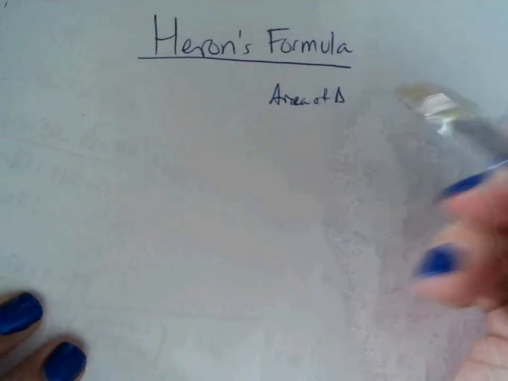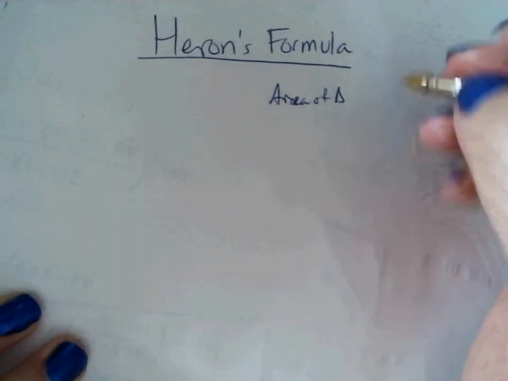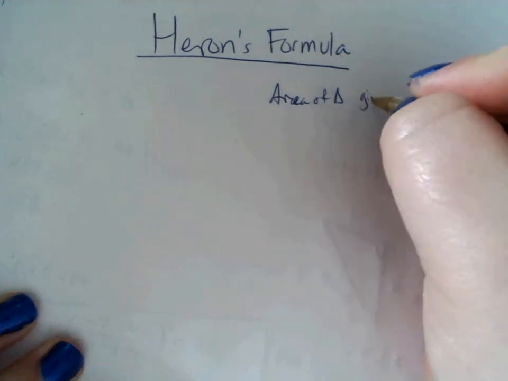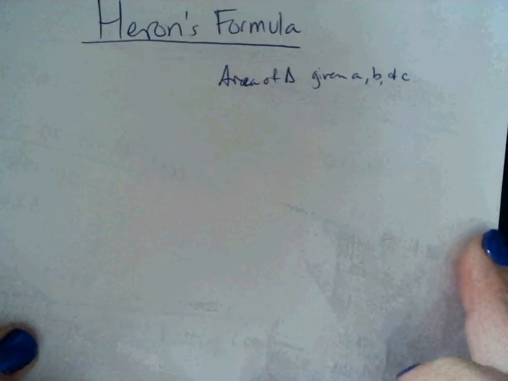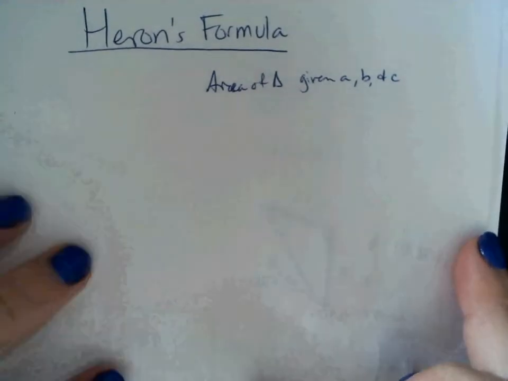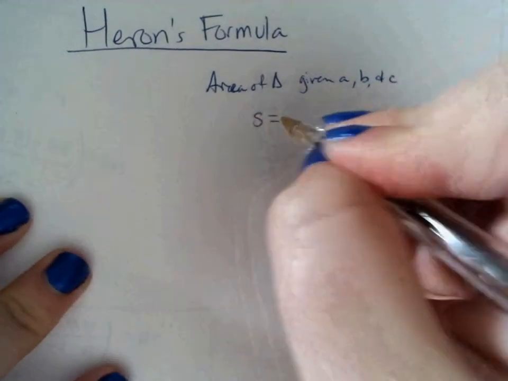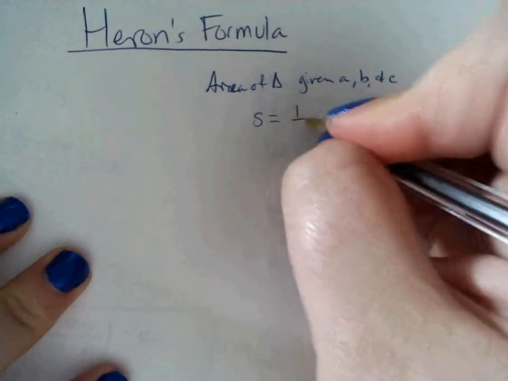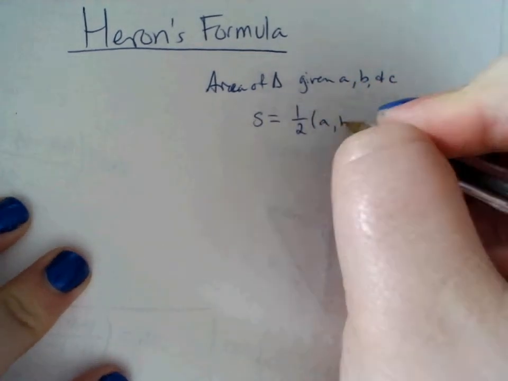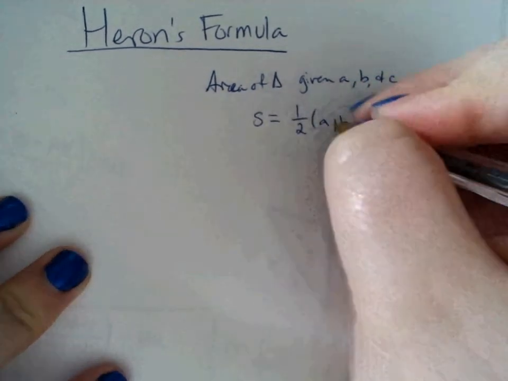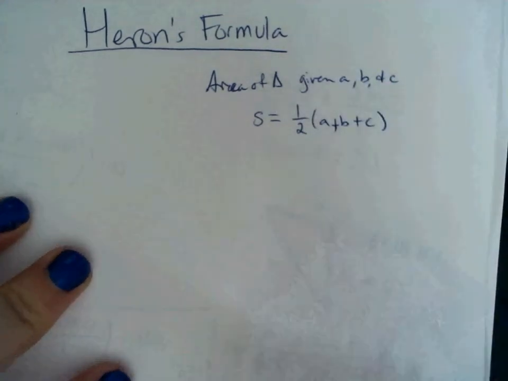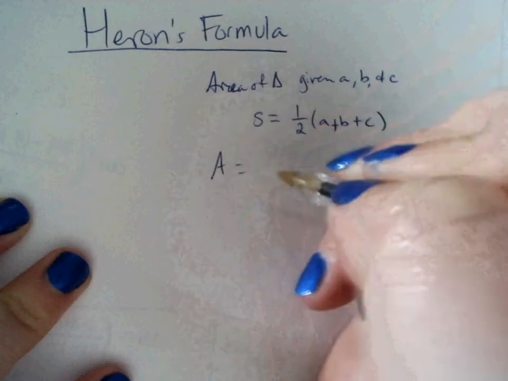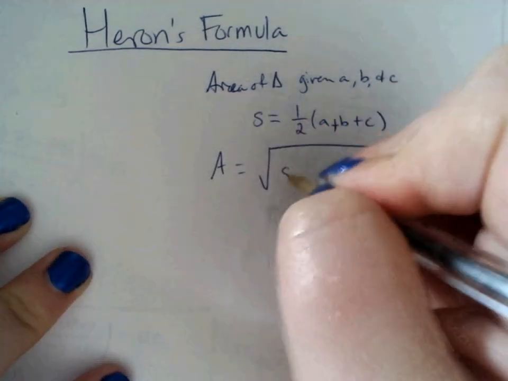With Heron's formula, you can find the area of a non-right triangle, given 3 side lengths. So given A, B, and C. Alright, so here's the thing. First, we establish what the letter S is going to stand for. That S is going to stand for half of the perimeter, A plus B plus C. Okay, so half the perimeter.